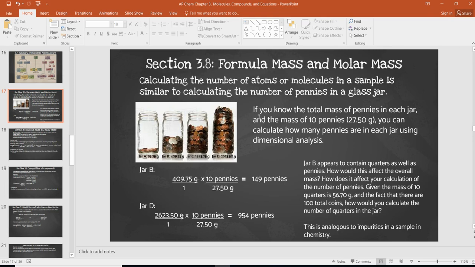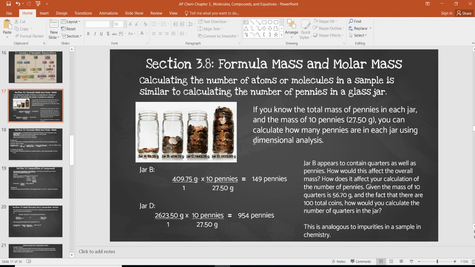As an analogy, here we have 4 jars filled with different amounts of coins, and we're given the fact that 10 pennies weighs 27.5 grams. This is analogous to having 1 mole as our amount, weighing a specific amount of grams of each element. And we're going to be able to calculate how many pennies are in here, just like we could calculate how many atoms or how many moles we have given the molar mass.